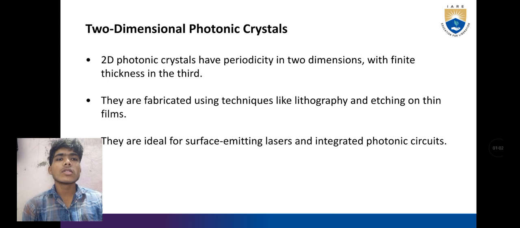Two-dimensional photonic crystals. 2D photonic crystals have periodicity in two dimensions with finite thickness in the third. They are fabricated using techniques like lithography and etching on thin films. They are ideal for surface emitting lasers and integrated photonic circuits.